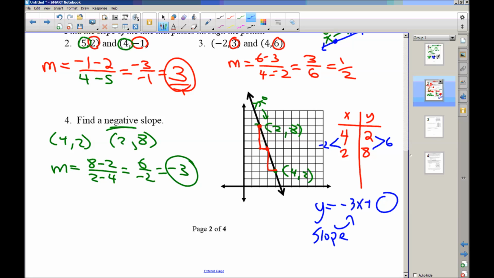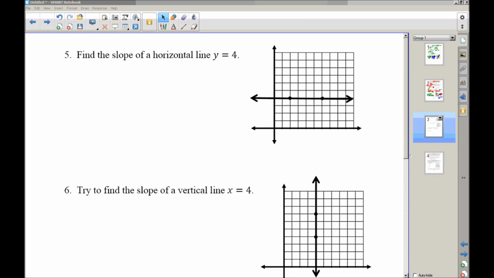So slope is the change in the y's divided by the change in the x's. Well, here's our change in y's, here's our change in x's. We divide them and we got -3 for the ratio. Okay? Okay, on page 3, we have number 5.